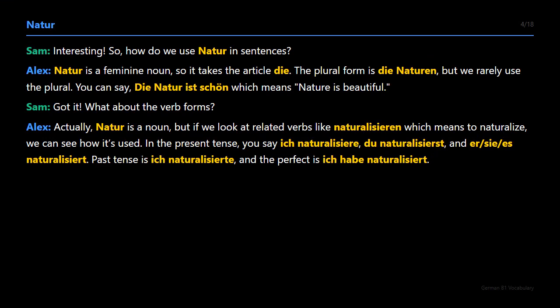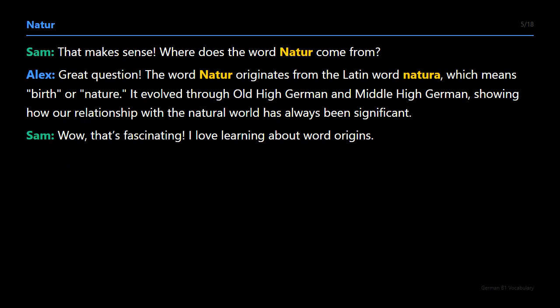That makes sense. Where does the word Natur come from? Great question. The word Natur originates from the Latin word Natura, which means birth or nature. It evolved through Old High German and Middle High German, showing how our relationship with the natural world has always been significant. Wow, that's fascinating. I love learning about word origins.